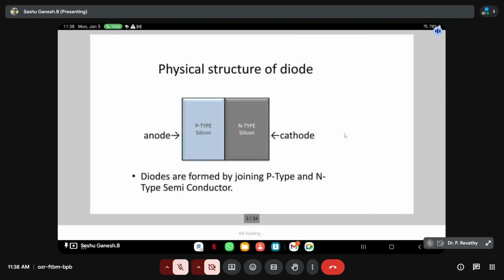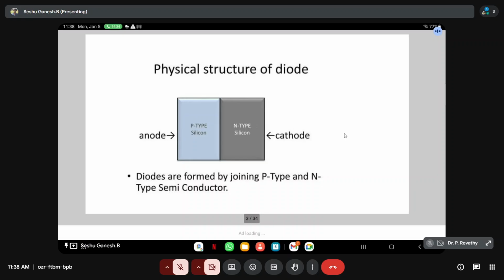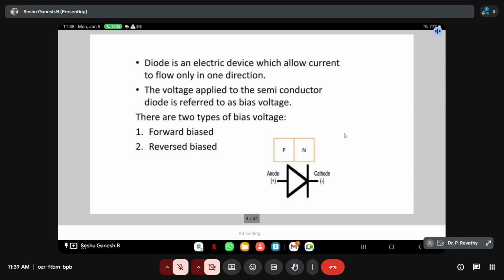So this is the physical structure of a diode. This diode is made up of P and N type materials, and the P and N junction together is said to be the diode. The P type is made up of silicon, and we call this P type the anode, and the other, the N type, which is also made up of silicon, depending upon the doping, is called the cathode. So this anode and cathode are P and N type semiconductor materials, and they form the physical structure of a diode.